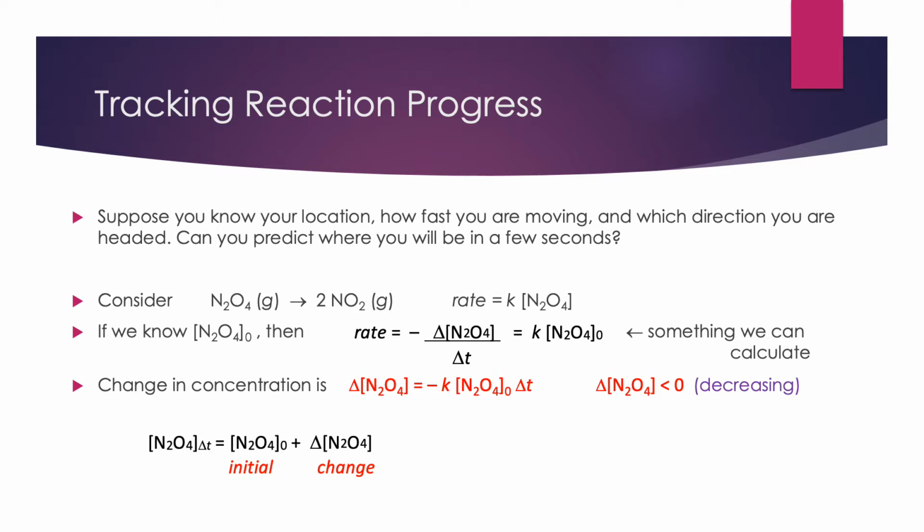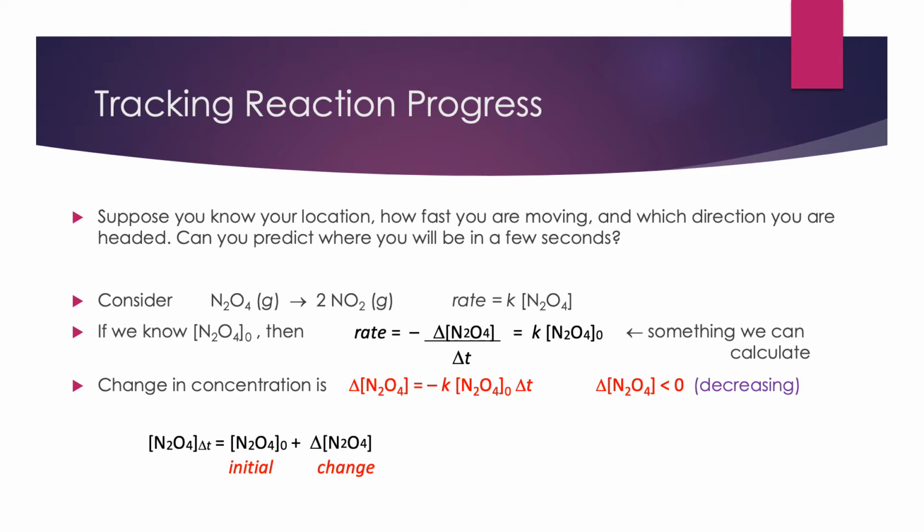Let's suppose that you know your location, and you know how fast you're moving in a particular direction. You should be able, with that information, to predict where you might be in a few seconds. It's a simple matter. You know where you are, you know the direction you're heading, you know how fast you're going. Where will you be? So let's see if we can do the same kind of thing with a chemical reaction.